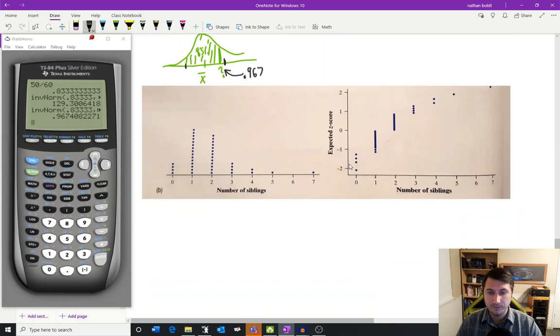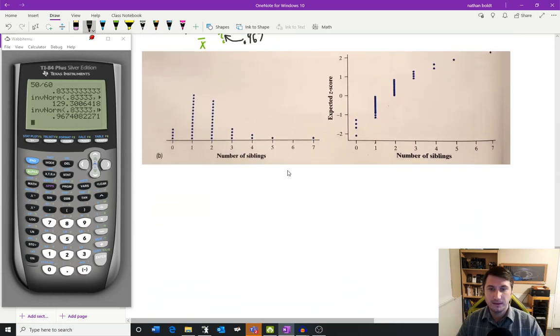All right, and one more. Take a look at here. Here we have the number of siblings in a sample of people. Is this normal? Hopefully just by looking at it, you can say, well, no, this is definitely skewed to the right. What does that look like in a normal probability plot? Right over here. I'm hoping you can see that there is a definite curve in this normal probability plot.